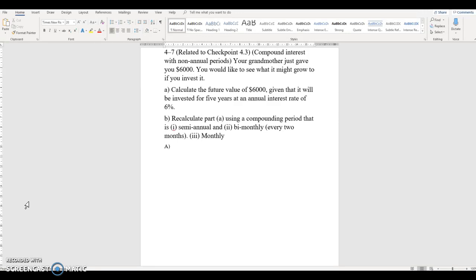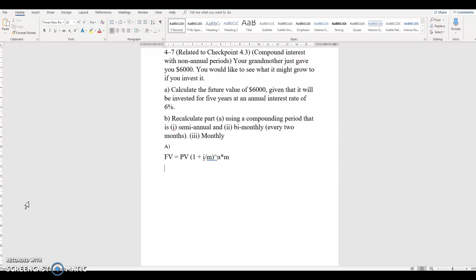The question is, your grandmother just gave you $6,000 and you'd like to see what it might grow to if you invest it. For part A, calculate the future value of $6,000 given that it will be invested for 5 years at an annual interest rate of 6%. The formula we're going to use is future value equals present value outside in brackets 1 plus the interest rate divided by the number of periods that you're going to be compounding, to the power of years, which can be n, multiplied by the number of periods again.